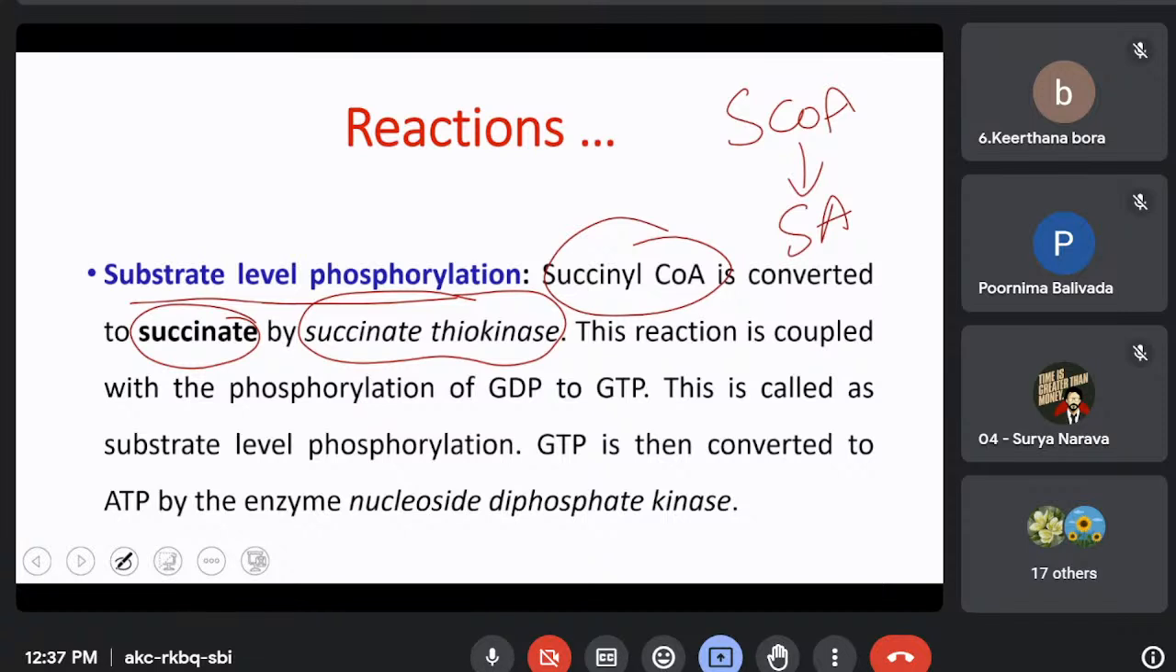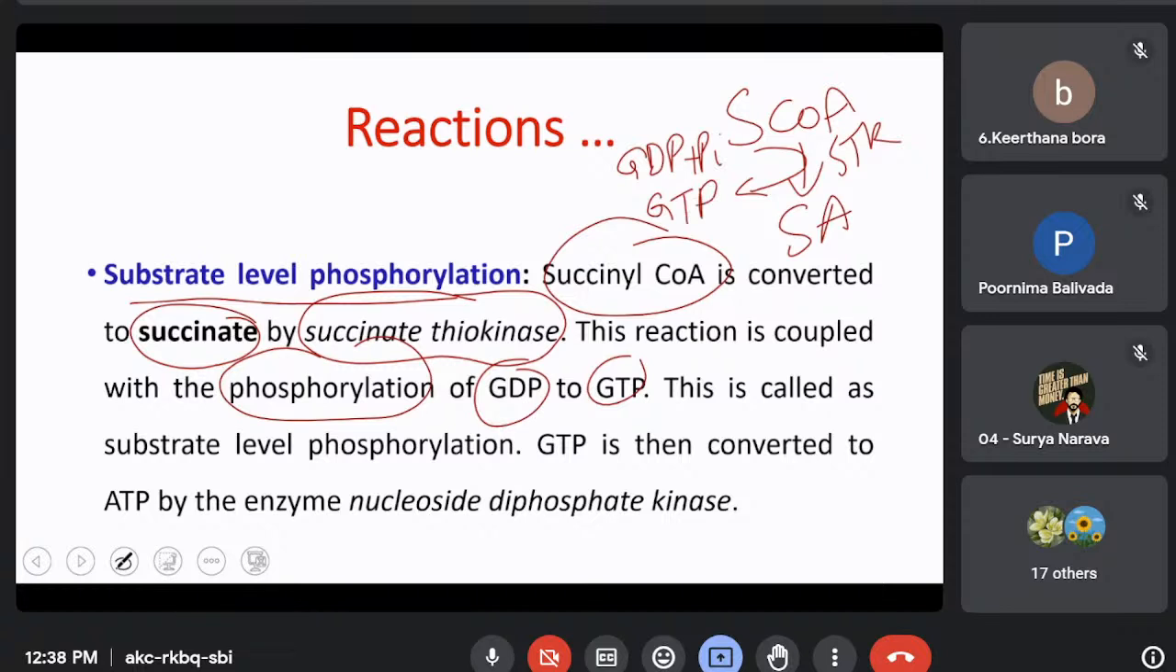It is catalyzed by succinate thiokinase. And during this reaction, what happens? It is coupled with the phosphorylation of GDP to GTP. So in this reaction, what happens? Guanosine diphosphate is added with an inorganic phosphate so that it is converted into guanosine triphosphate.